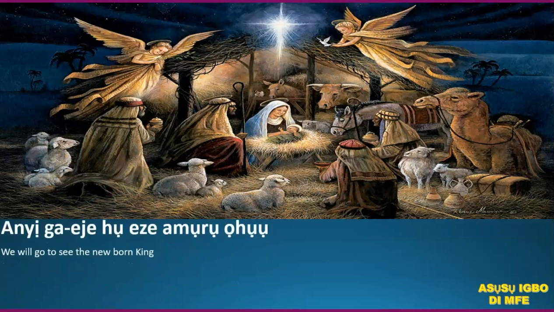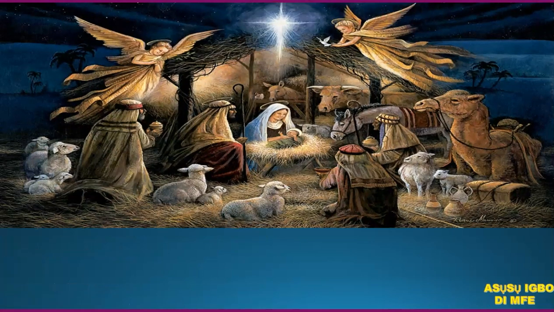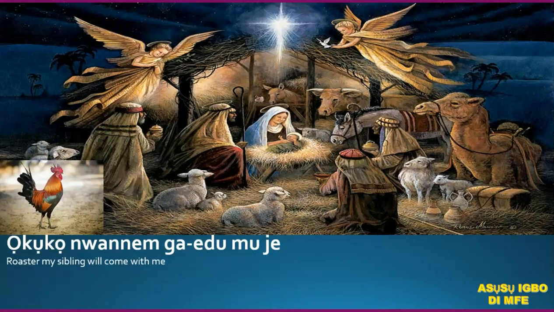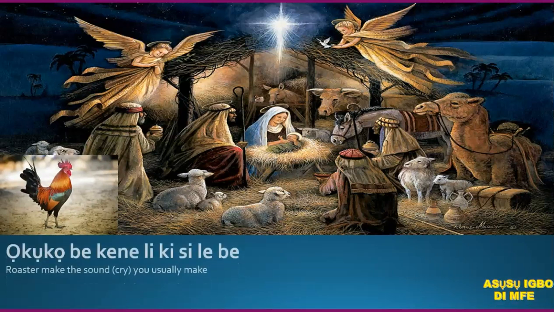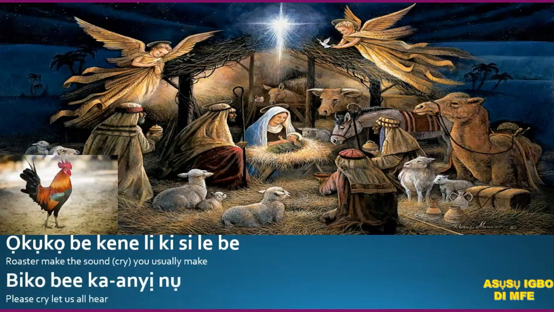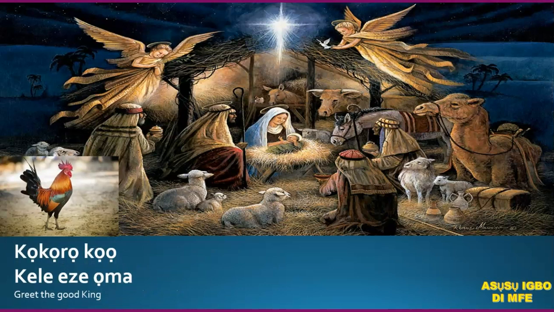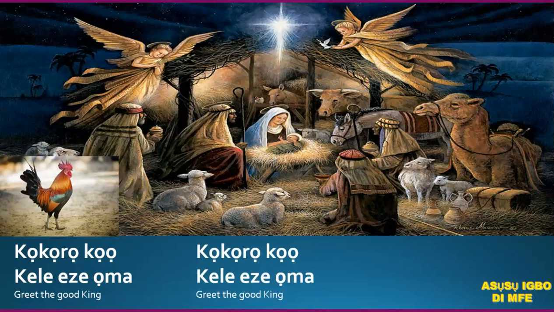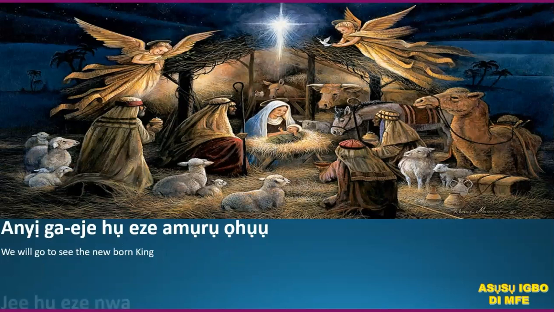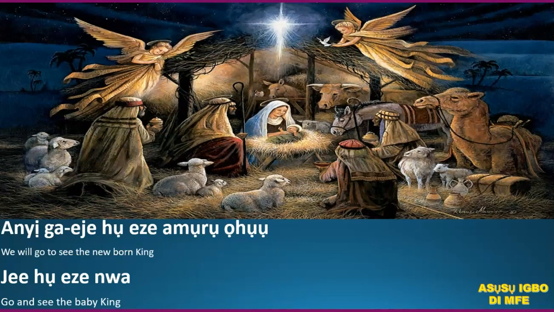Continue. Je hụ eze amụrụ ọhụụ. Je hụ eze ọma. Onye na onye nwanne m ga-edu m je. Je hụ eze ọma. Ọkụkọ nwanne m ga-edu m je. Jee hụ eze nwa. Ọkụkọ bekee n'eli ka isi lebe, biko bee ka anyị nụ. Kokoroko, kelee eze ọma. Kokoroko, kelee eze ọma.